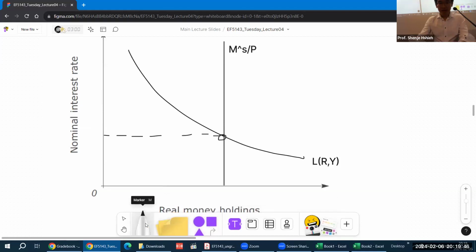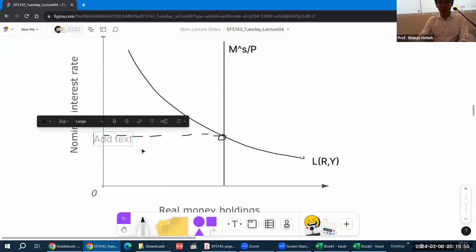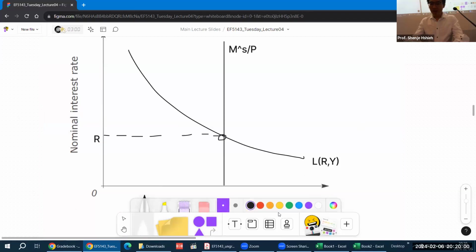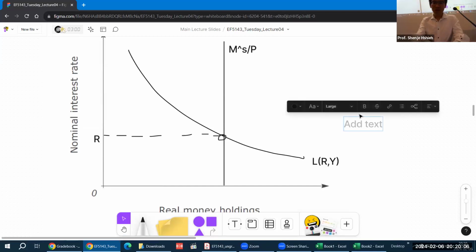And this is going to be our R that's going to feed into our UIP equation. So now we have another set of equations we have to think about. We have R equals R star equals expected depreciation of home currency. And now we have this one more equation in which MS over P must equal L.